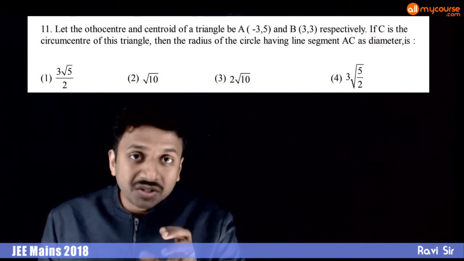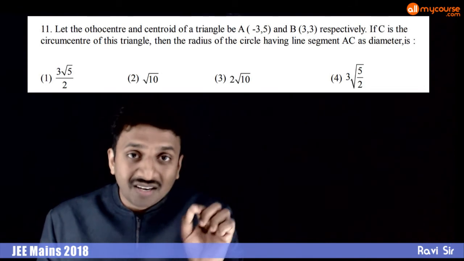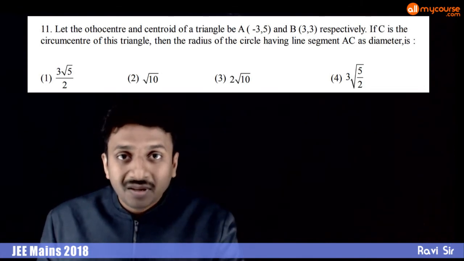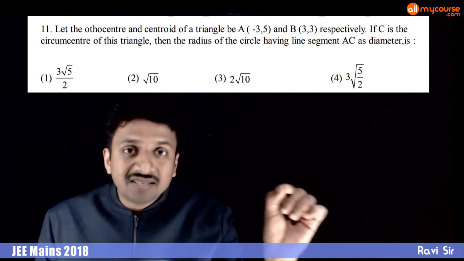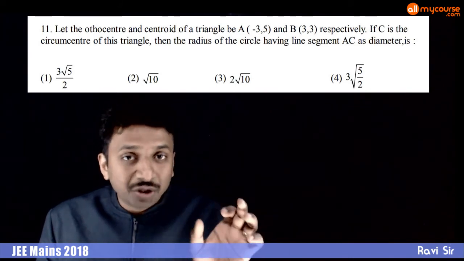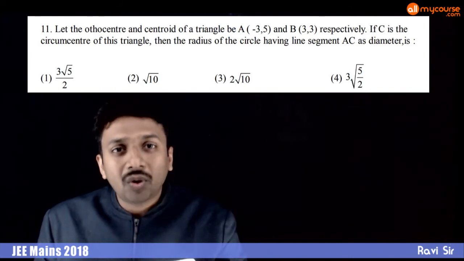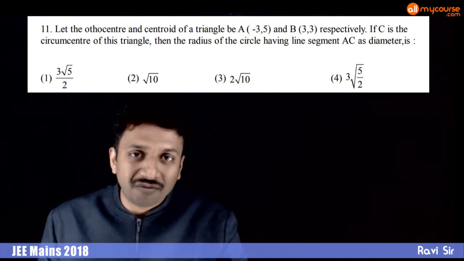Again, this is also a very straightforward question based on the ratio 2:1. O, G, C divide each other in the ratio 2:1. So if you know that concept, this question is quite straightforward.